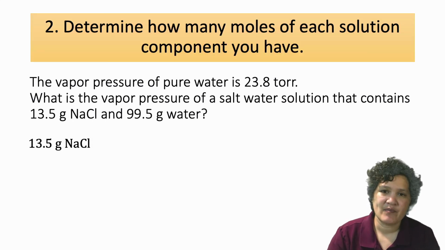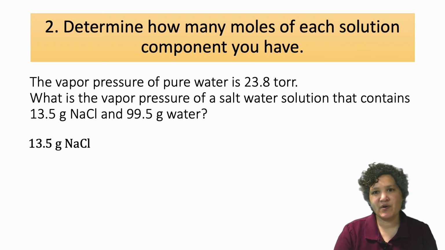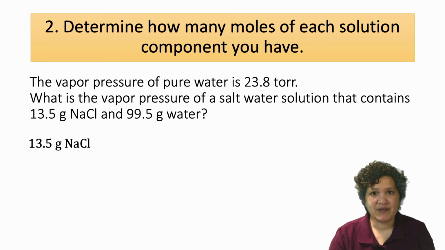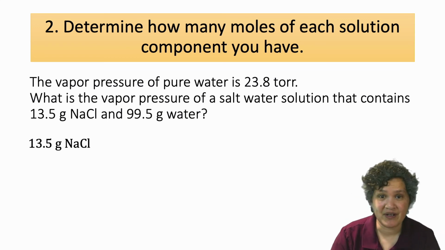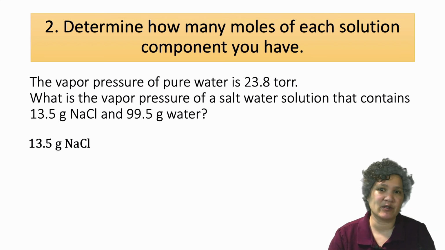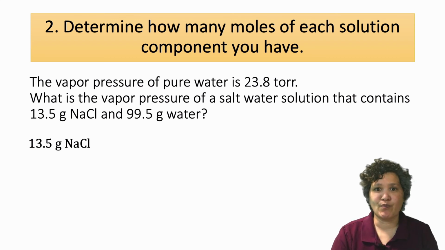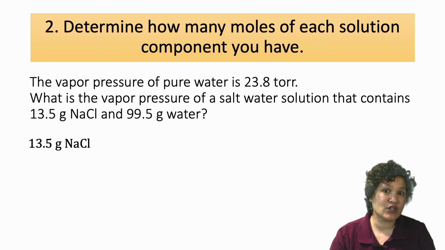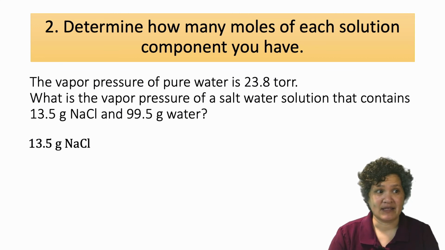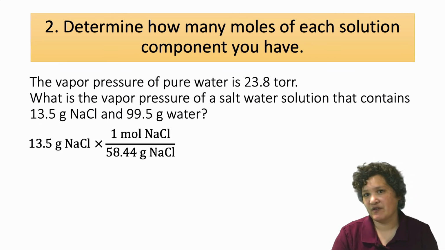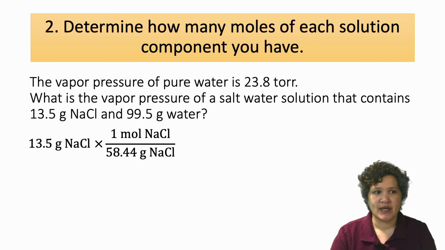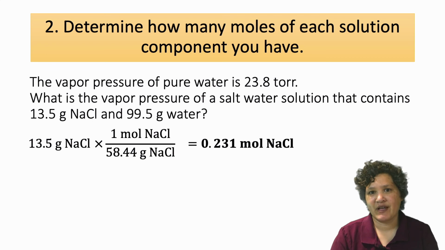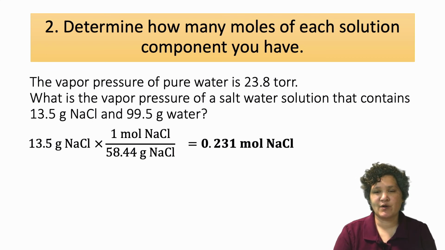The next step is to determine how many moles of each component you have for the solution. Now, we've always skipped this step in the past because I've always given you the number of moles, but here we have the number of grams, right? So we have 13.5 grams of sodium chloride. We need to turn that into a number of moles of sodium chloride, and for that we're going to use the molar mass. The molar mass of sodium chloride is 58.44 grams, and if we do our calculation, we discover that we have 0.231 moles of sodium chloride.